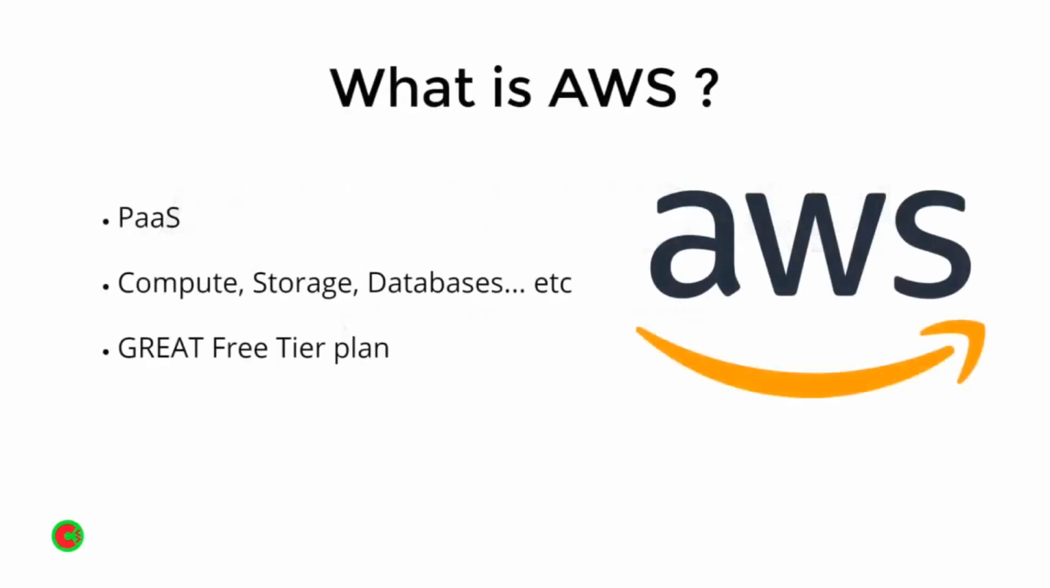Now, what is AWS? AWS is a platform as a service that offers you a whole suite of cloud services that you can use in combination to create, build, deploy, and maintain any type of computing application. From machine learning to mobile apps to databases to hosting to storage, etc. You can essentially do anything you want on AWS. And it's got a great free tier plan, which we will get into later.